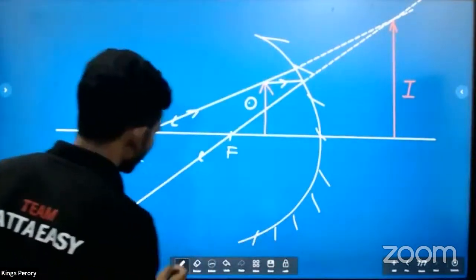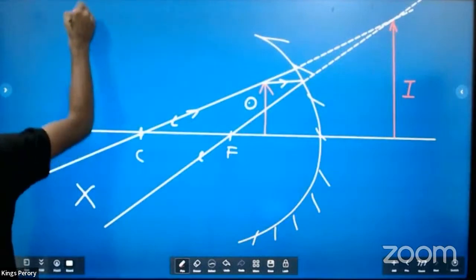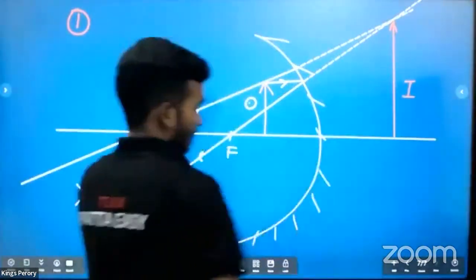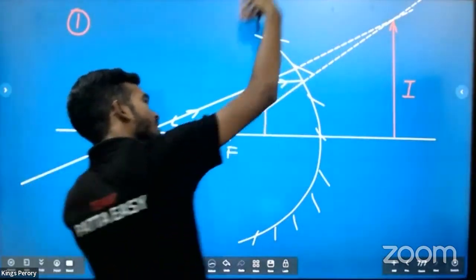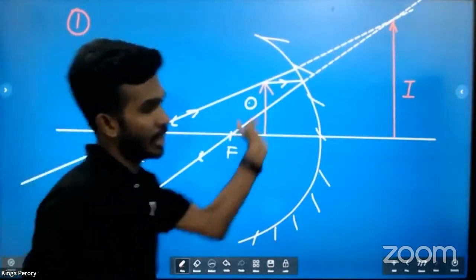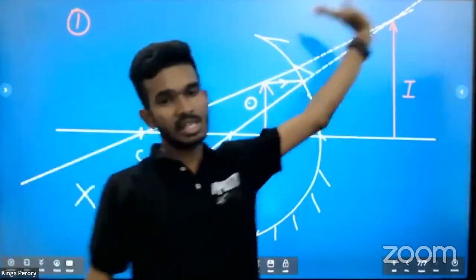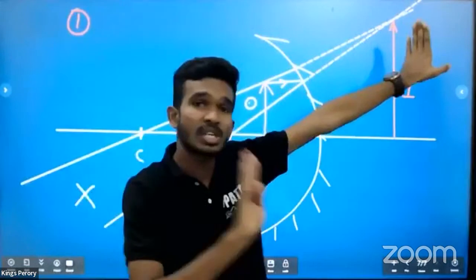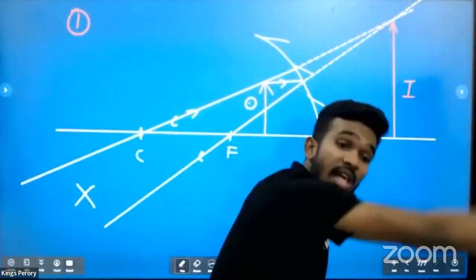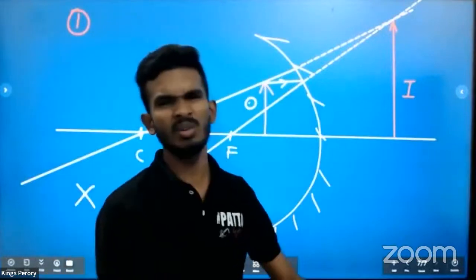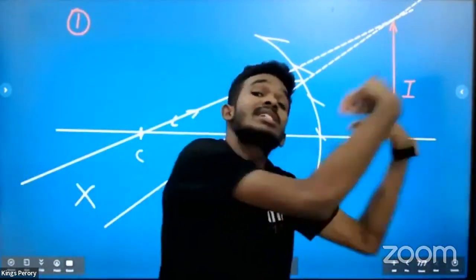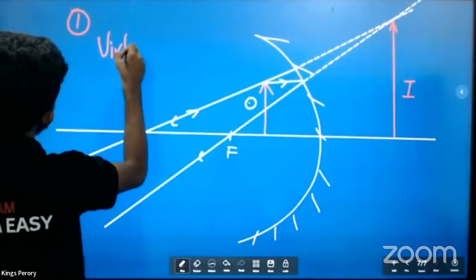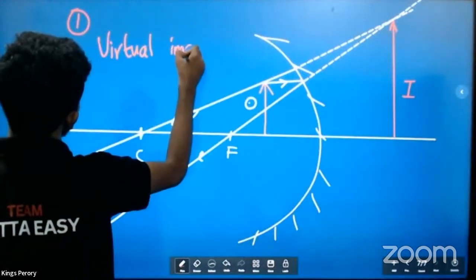Now, what are the properties of this image? The first image, I told you, we are going to learn separately. From the second image onward, we have the shortcut. Now listen. Can you see? The image is formed inside the mirror. If it is formed inside the mirror, you cannot take it to a screen. Can you keep a screen inside the mirror and take the image to the screen? You cannot. So this image is a virtual image.